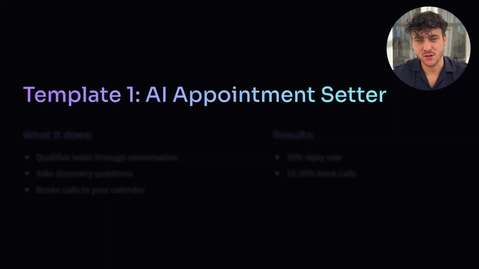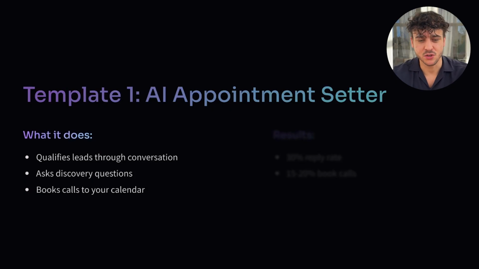Now let's jump right into the first free template, which is the AI appointment setter. Now, what does the AI appointment setter do? It can qualify and talk to all kinds of leads and have the full conversation for you. It asks them questions, and it can book calls to your calendar on autopilot.